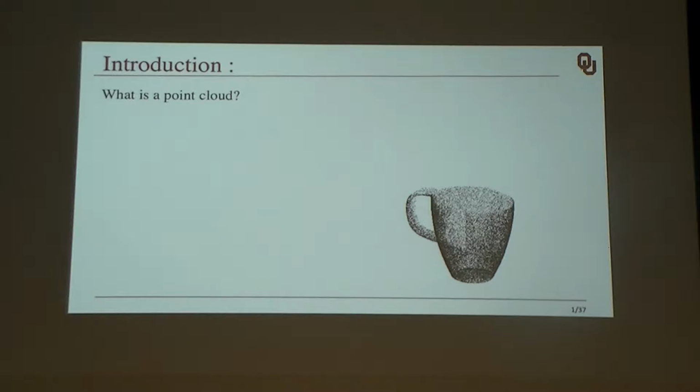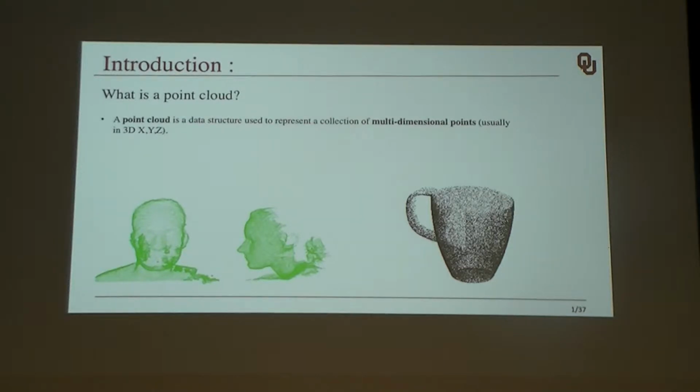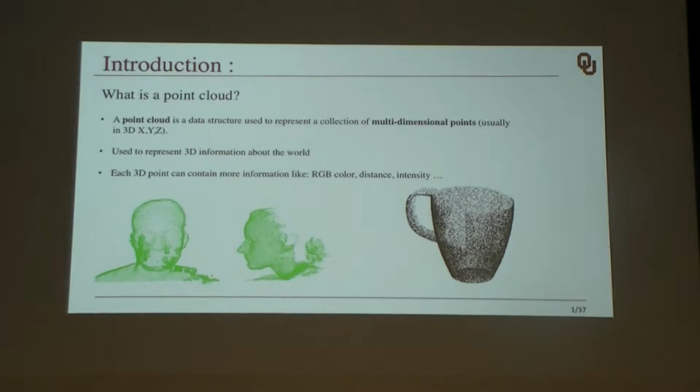So, what is point cloud? As we see from these two images, the point cloud is a kind of data structure to represent a collection of multidimensional points, mainly 3D points like X, Y, Z. So it represents 3D information about the world. Each point can consist of 3 coordinates, X, Y, Z, and moreover it can consist of intensity, RGB, distance, so it may contain more information.